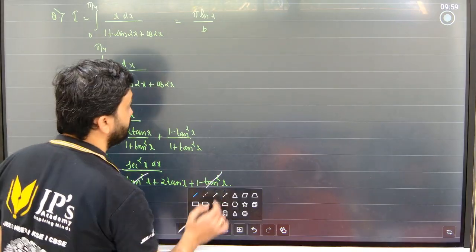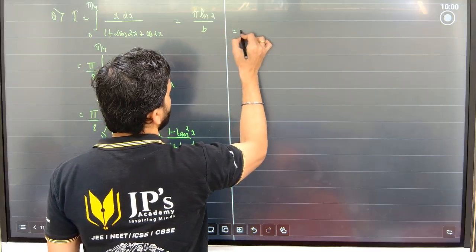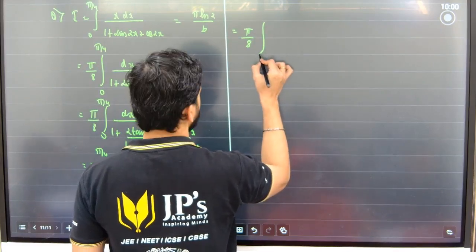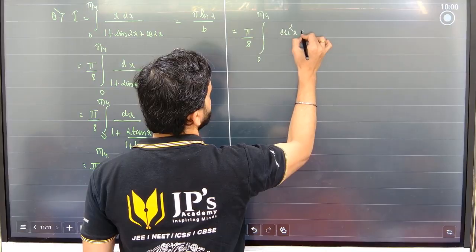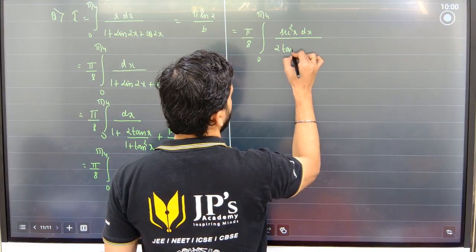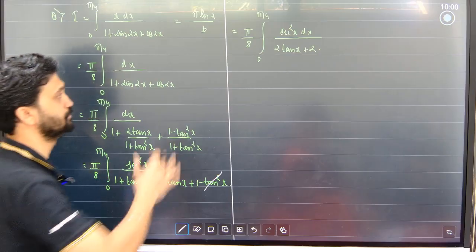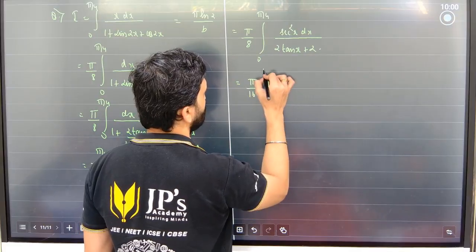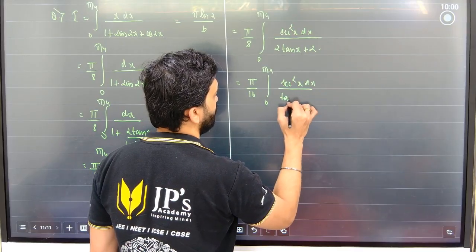This can be written as pi by 8 integration 0 to pi by 4. It will become sec square x dx upon 2 tan x plus 2. Take the denominator as t. Take pi by 16 outside. This will become 0 to pi by 4 sec square x dx upon tan x plus 1.